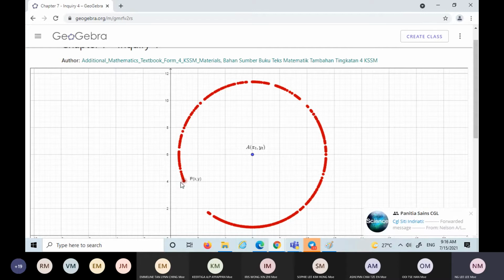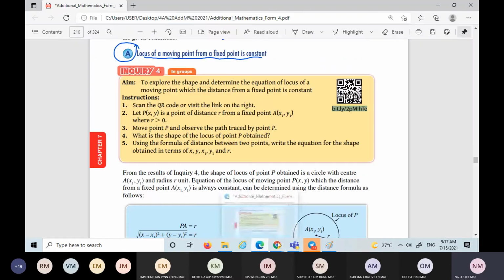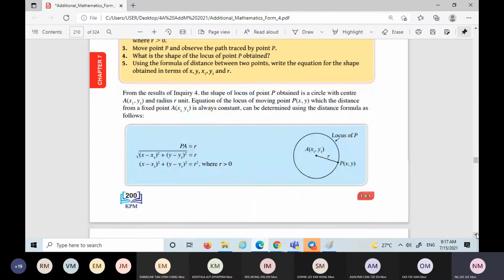So at the end you are getting a circle. Now how do we find the equation? I come back to the text. We are using the formula for distance. So PA, the distance, equals r. The distance will be given; this is r. So we just use this.